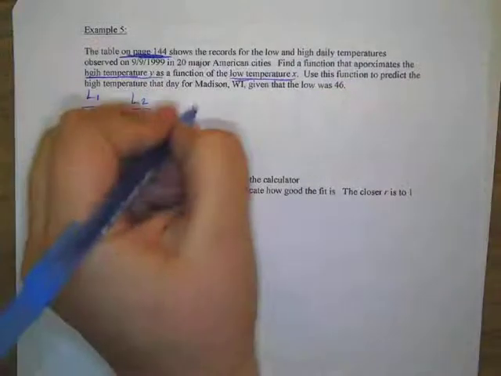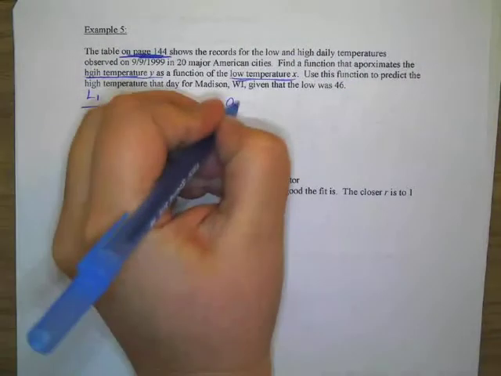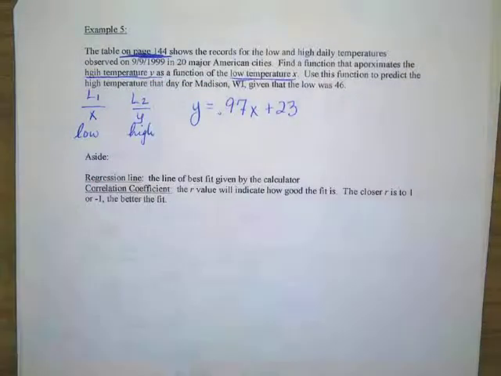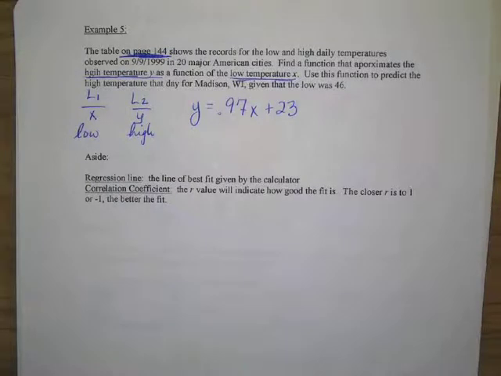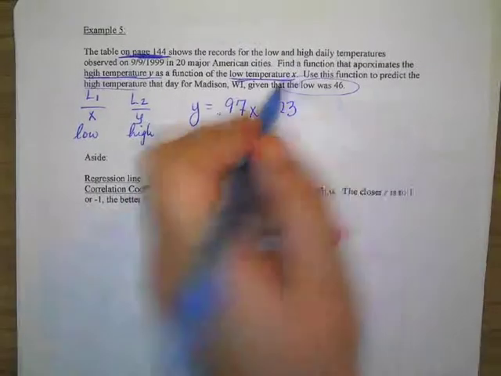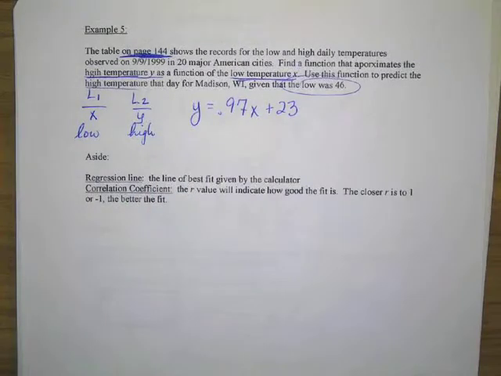So our equation is y equals 0.97x plus 23. And I got that from my calculator. Do you guys see where I got those numbers from? And they want to know what's the high temperature if the low was 46. So what are we going to do with that 46? Put it in for x.